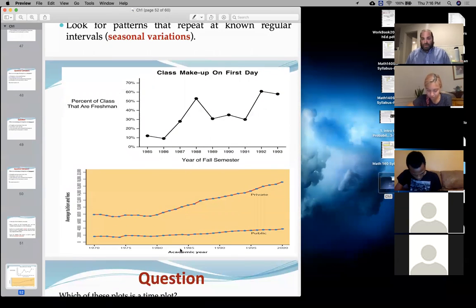Here's one. The average tuition and rates for public and private universities as a function of the academic year from 1970 to 2000. What do you notice about average tuition in public schools between 1970 and 2000? It's pretty uniform. It really hasn't gone up much. I mean, it has gone up, but so has inflation. So perhaps it's actually gone down. I don't even know. Right?